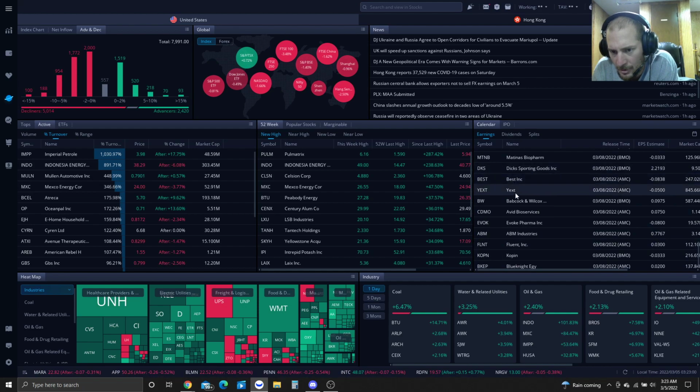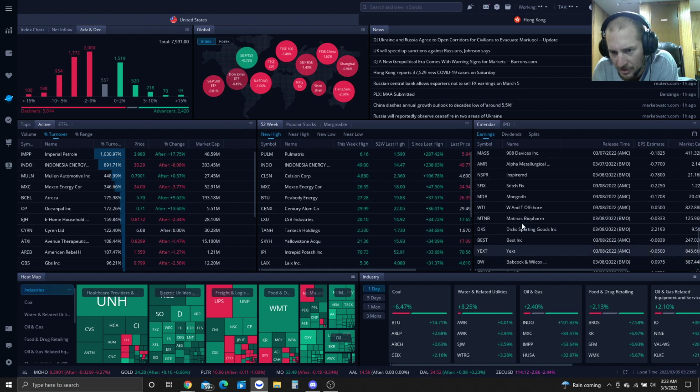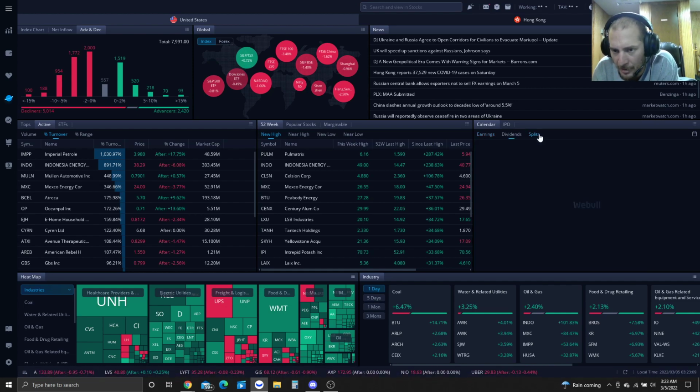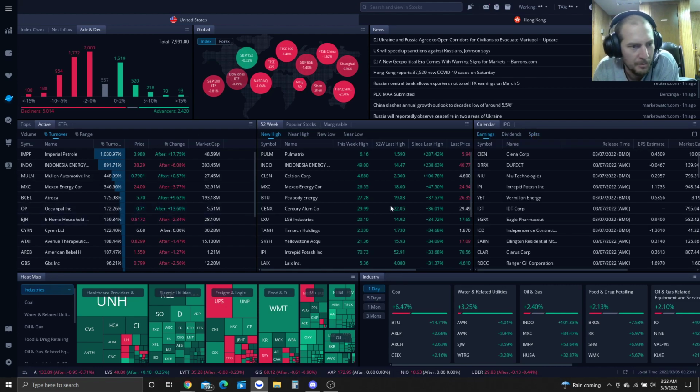I don't see any tickers on here that I recognize that would be having some high anticipation earnings currently. So we're just going to skip that one. Stock split, same thing, nothing here, right?